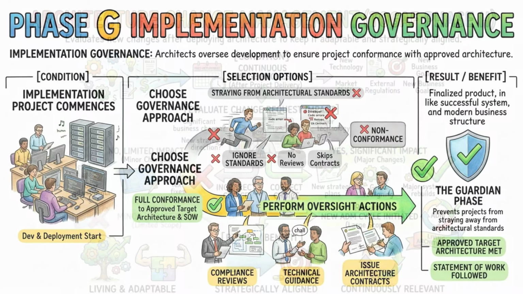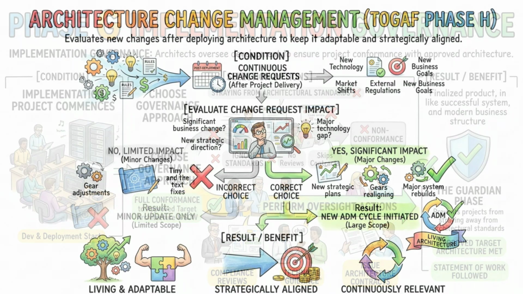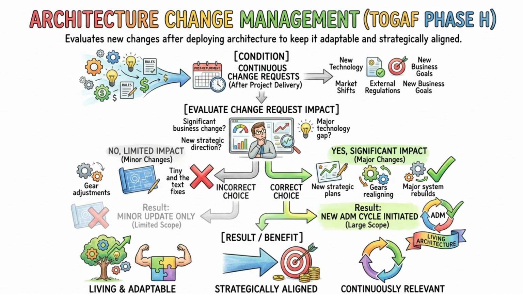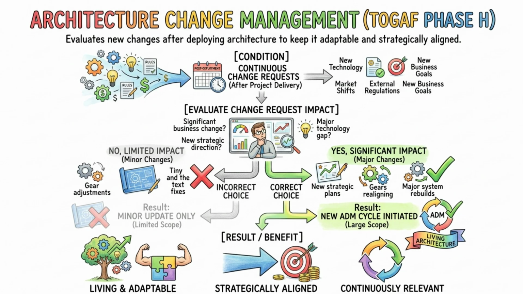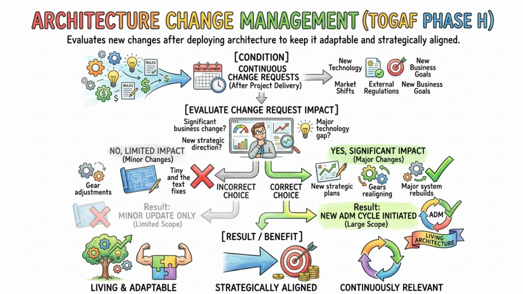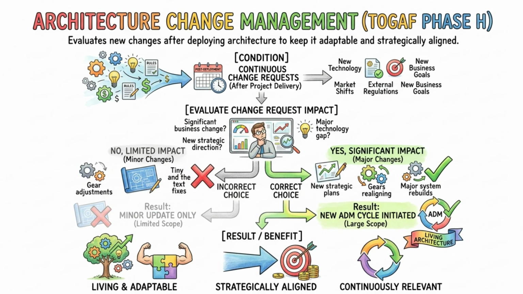Phase H is architecture change management, which establishes procedures to monitor changes in technology, business goals, or external regulations after deployment. Phase H evaluates incoming change requests to determine whether a minor update is sufficient or if a brand new ADM cycle must be initiated. This continuous monitoring ensures that the enterprise architecture remains living, adaptable, and aligned with evolving business strategy. Exam scenarios often ask how architects handle continuous change requests after project delivery.